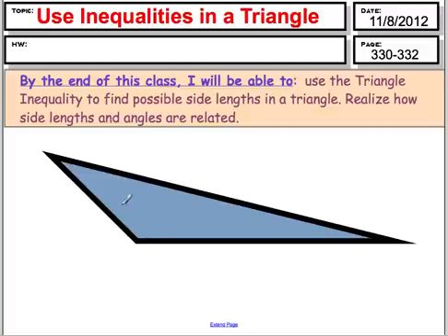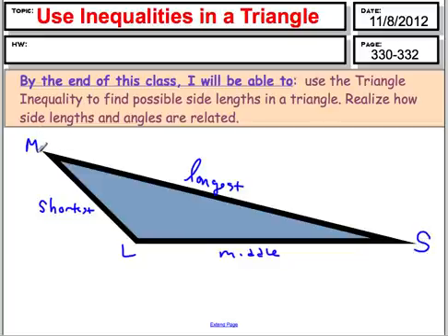Looking at this triangle here, this is obviously an obtuse triangle. I'm going to mark this as my longest side. I'm going to mark this as the shortest side, which in effect creates my middle side, middle in length. If I look at the angles, this side is my largest angle. This is going to be my smallest angle. And this guy is just going to be somewhere in the middle, my middle angle.